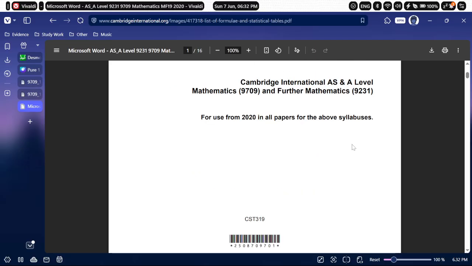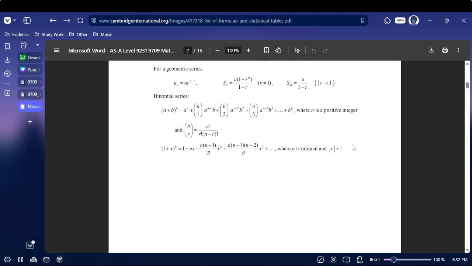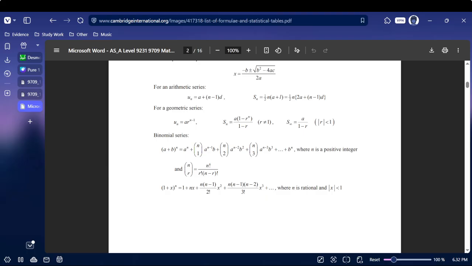We'll share the recording and PPT for this so you can check it later. So you have a binomial series over here, and it's like the general expansion, so you can use this.